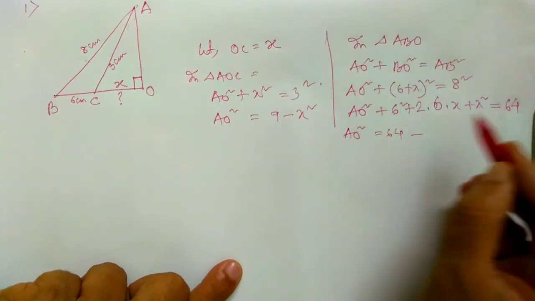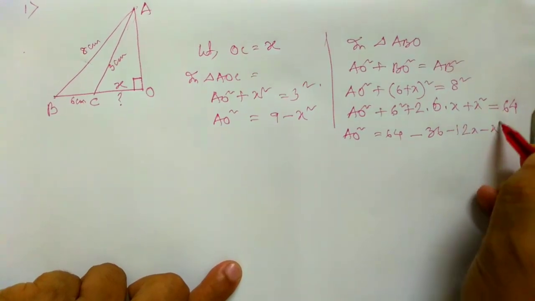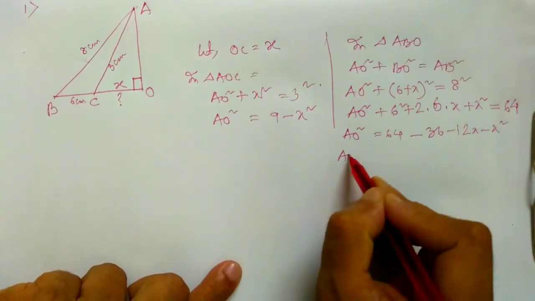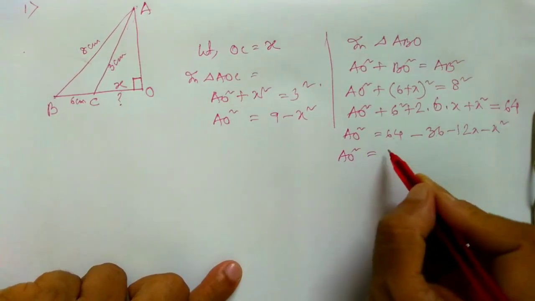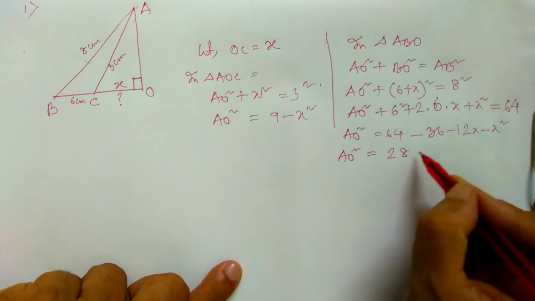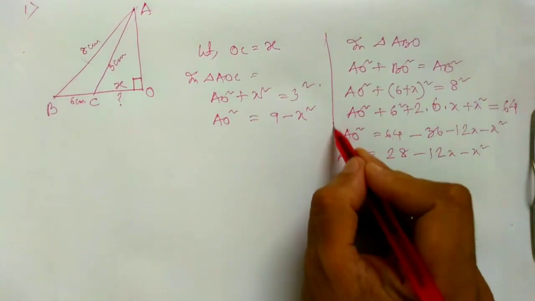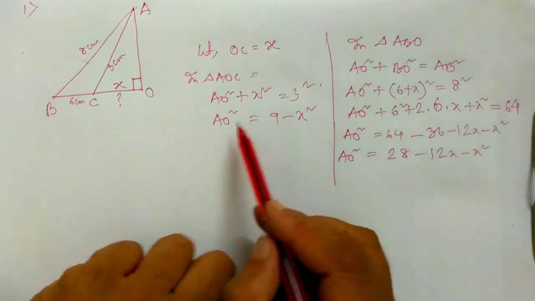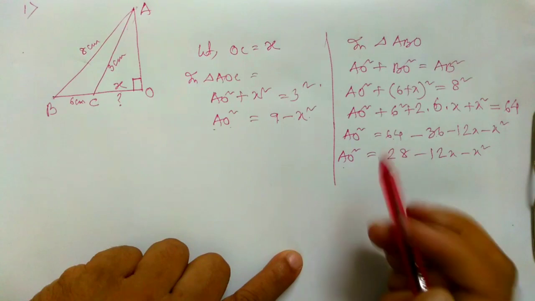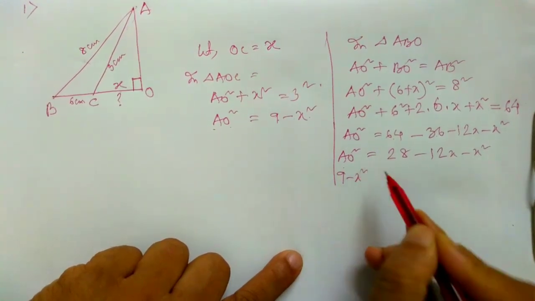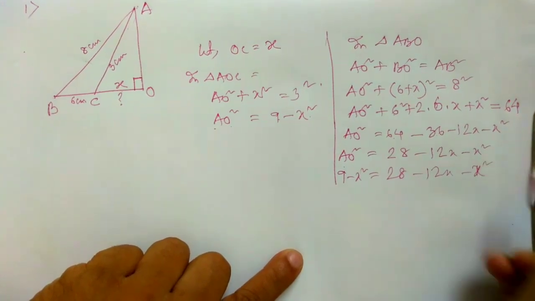So 6 square is going that side, 36 minus 12x minus x square. So AO square equal to 64 minus 36, which is 28 minus 12x minus x square. Now AO square equal to 9 minus x square. So we can put this value here, 9 minus x square equals 28 minus 12x minus x square.